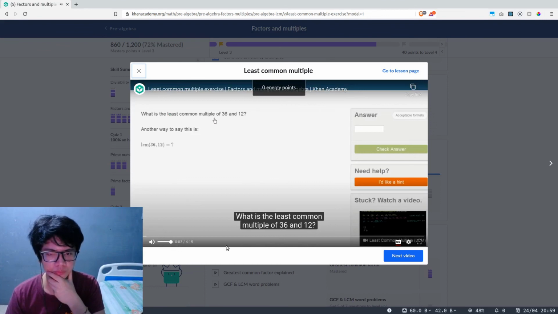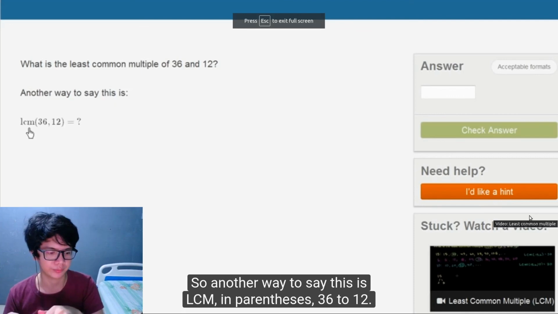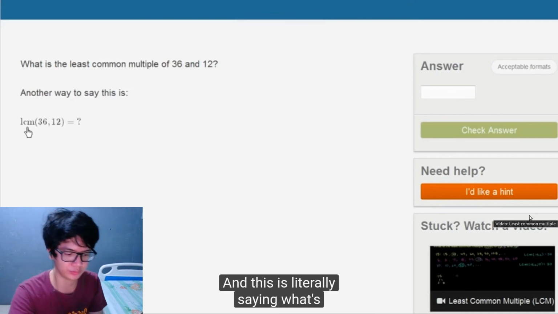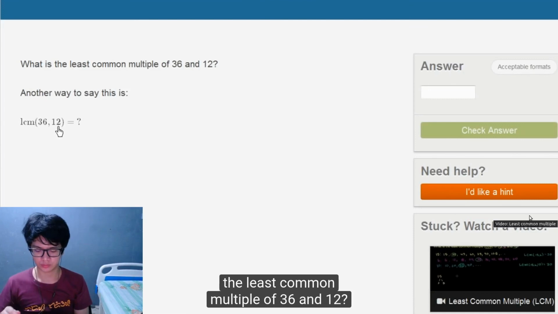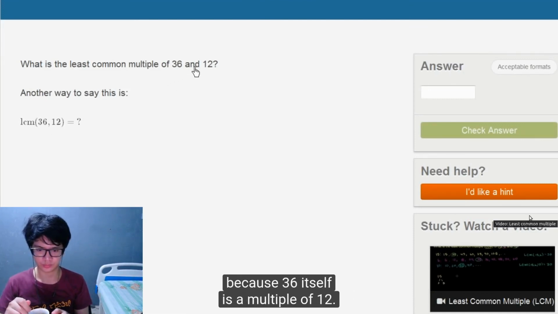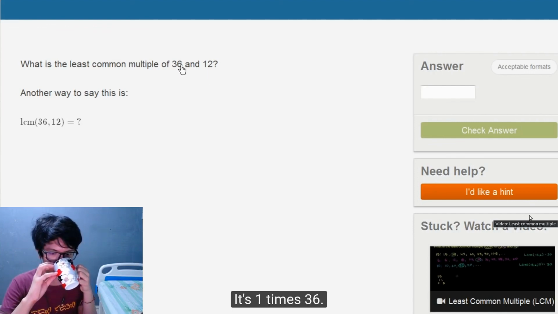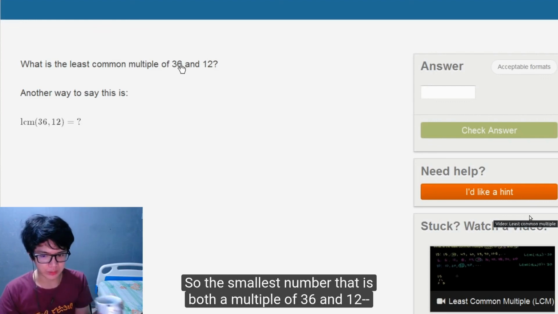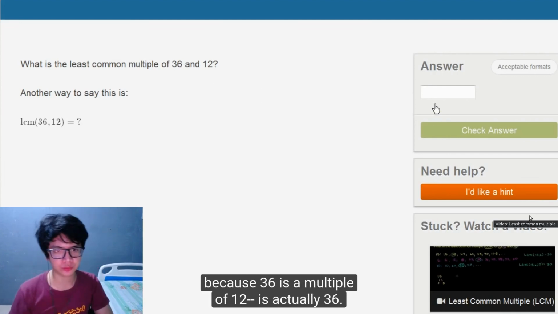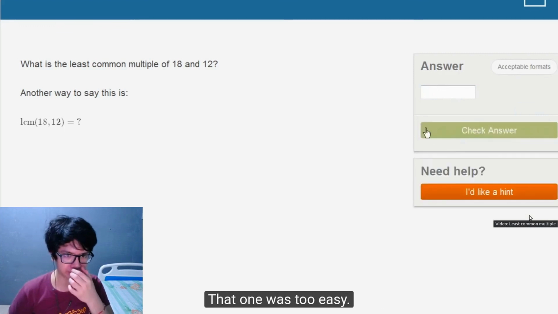What is the least common multiple of 36 and 12? Another way to say this is LCM in parentheses 36 and 12. This is literally saying what's the least common multiple of 36 and 12? Well, this one might pop out at you because 36 itself is a multiple of 12. And 36 is also a multiple of 36. It's 1 times 36. So the smallest number that is both a multiple of 36 and 12, because 36 is a multiple of 12, is actually 36. There we go. Let's do a couple more of these. That one was too easy.